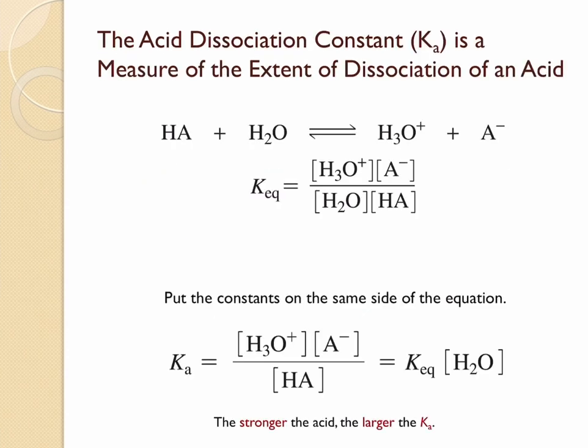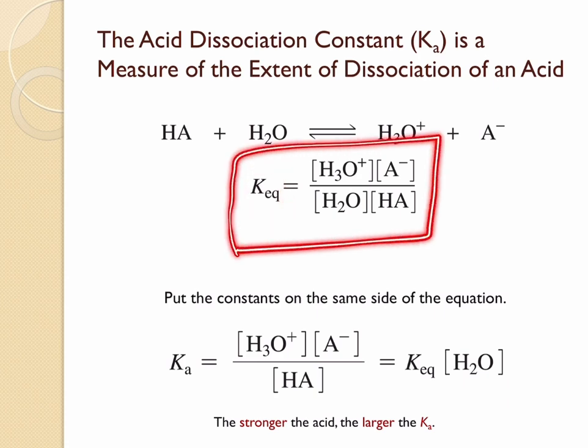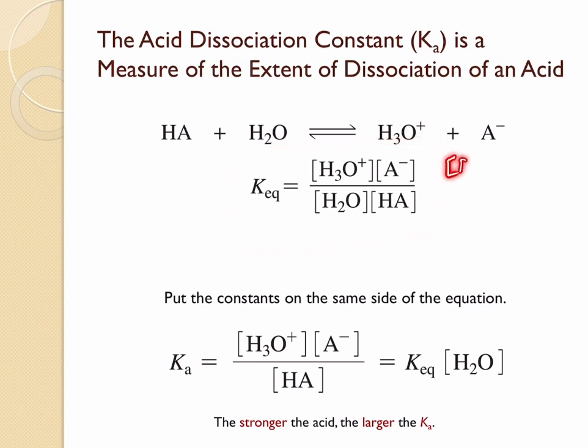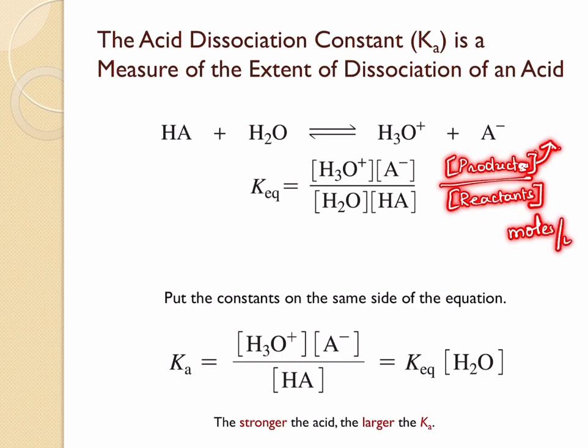The degree to which an acid dissociates in aqueous solution is given by the equilibrium constant, which is denoted by the symbol K equilibrium. And it is calculated using this formula right here, where the concentration of the products is divided by the concentration of the reactants. This square bracket right here represents the concentration, and most of the time it's going to be in moles per liter.